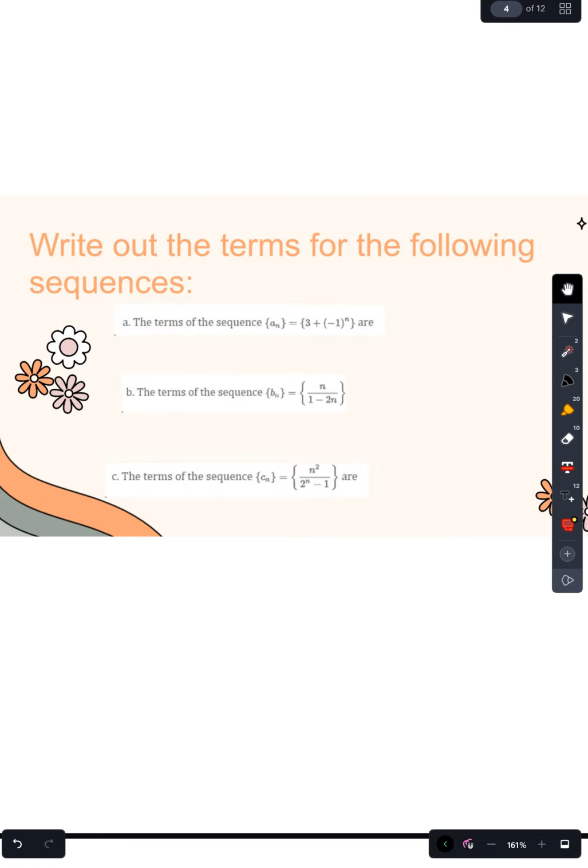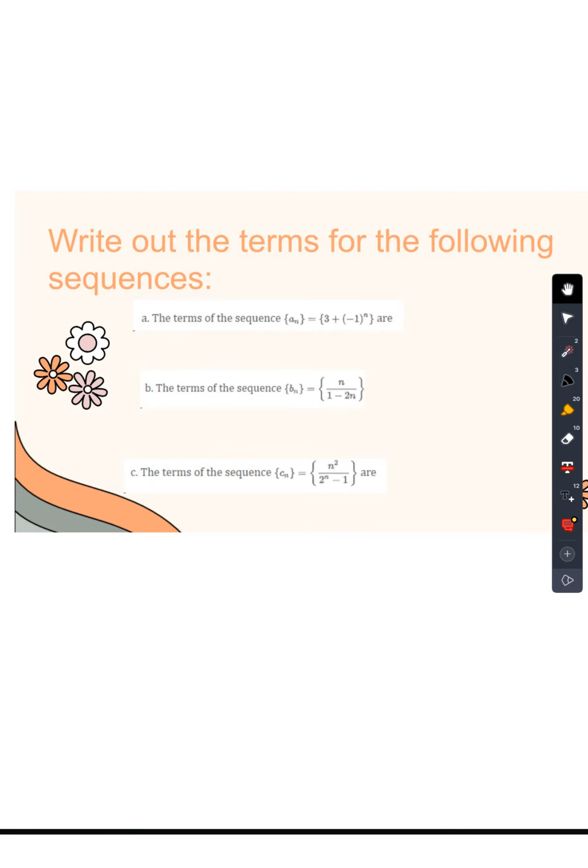So let's write out the terms for the following sequence. So remember again that our sequence is just our rule or our formula. So to find each of our terms, we're just going to plug in. So like on our first one, we would plug in 1 to find our A sub 1.